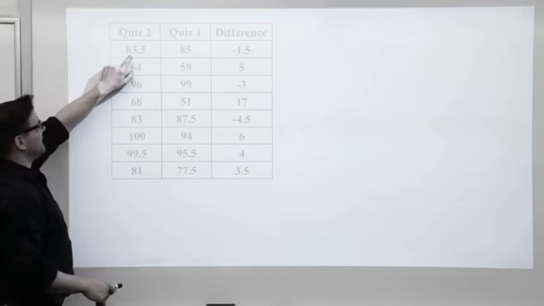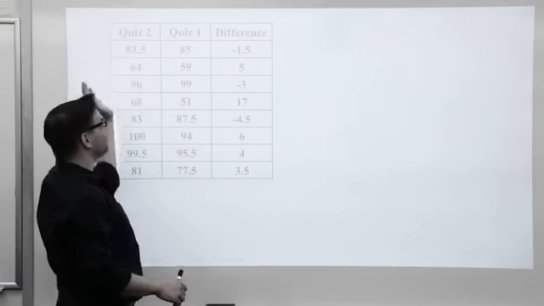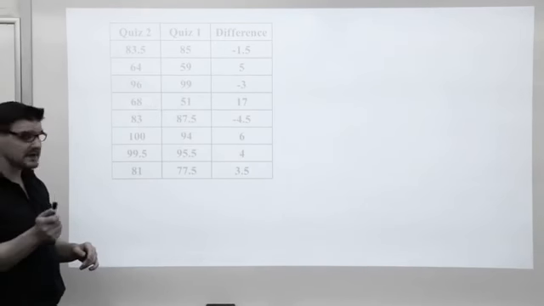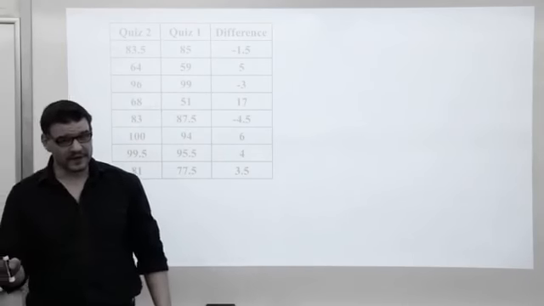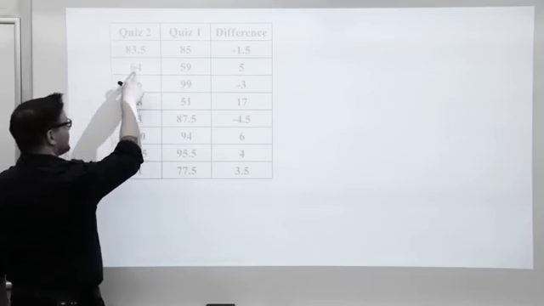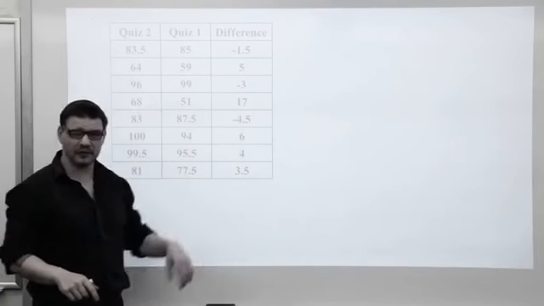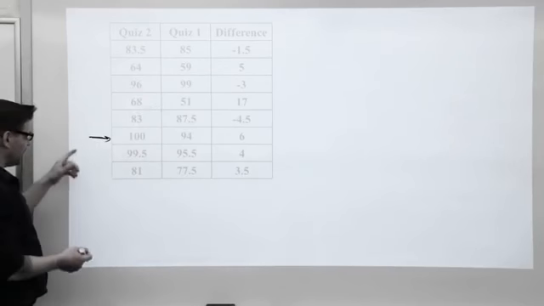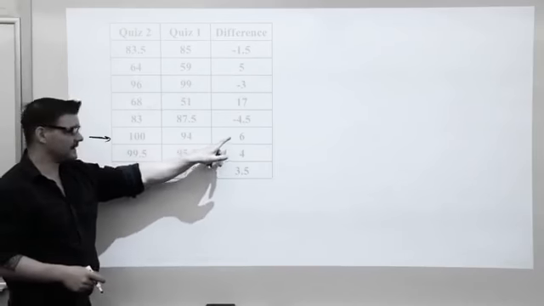Student number 1 got an 83.5 on quiz 2. Got an 85 on quiz 1. The difference, since I'm presuming quiz 2 should be higher, I'm going to put that number first. I'm going to subtract away quiz 1. And that student actually did 1.5 points worse on quiz 2. Okay, no sweat. Second student got a 64 on quiz 2. I guess that's an improvement from the 59, so 5-point improvement. And for all 30 students, here's a pretty good student here. I got 100 on quiz 2, 96 on quiz 1, difference is 6.